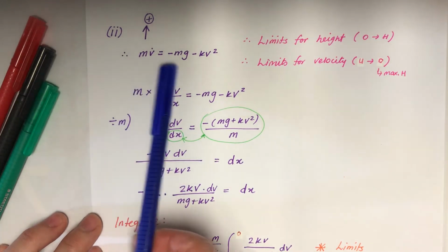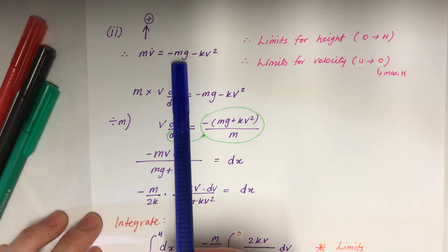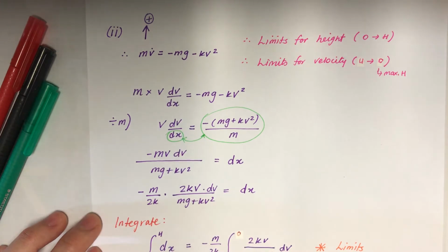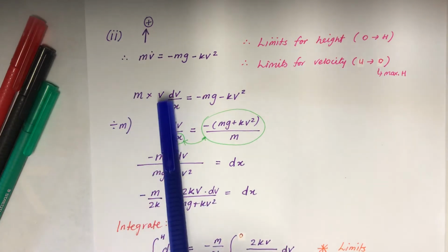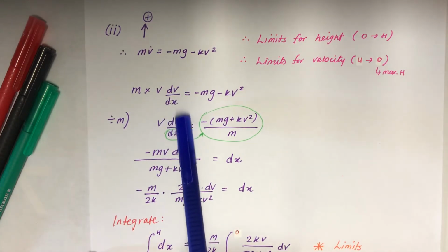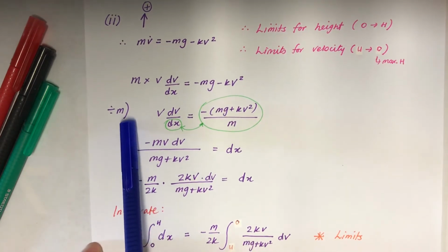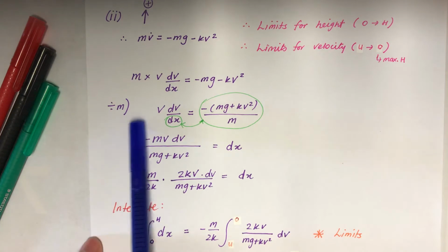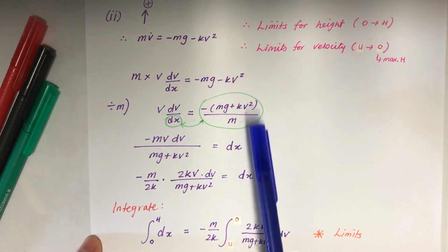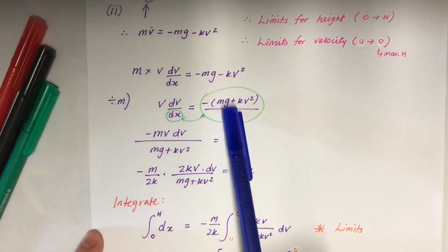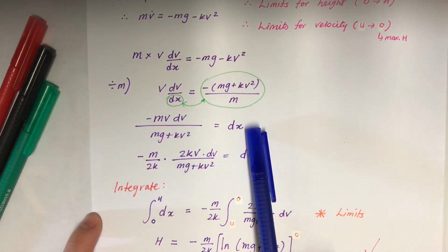So we start with the formula that we were given. This time going up is positive, so whatever is going down has to be negative, and the resistance is negative too. So I'm going to change that to v dv dx equals minus mg minus kv squared, and I'm just going to divide it by m on that side, and then we are going to swap the whole thing. When I do that, I'll get this.